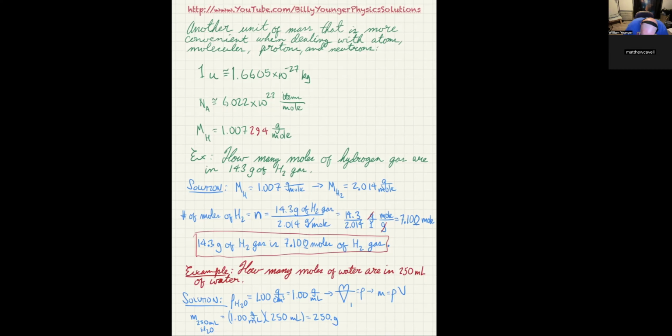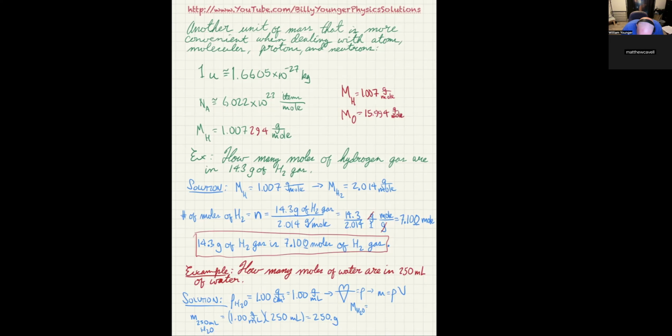Now I'm going to remind everybody that the molecular weight of water is, in fact, I'm going to just use, let's say, 2 sig figs here just to make it easy. What I know is the molecular weight of hydrogen, as I said, is 1.007. The molecular weight of oxygen is, I think, 15.994, something like that. And again, these are grams per mole.